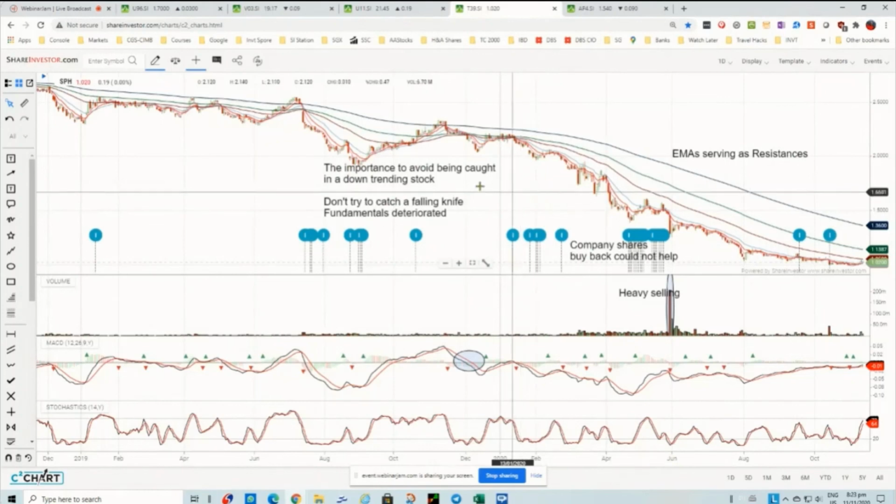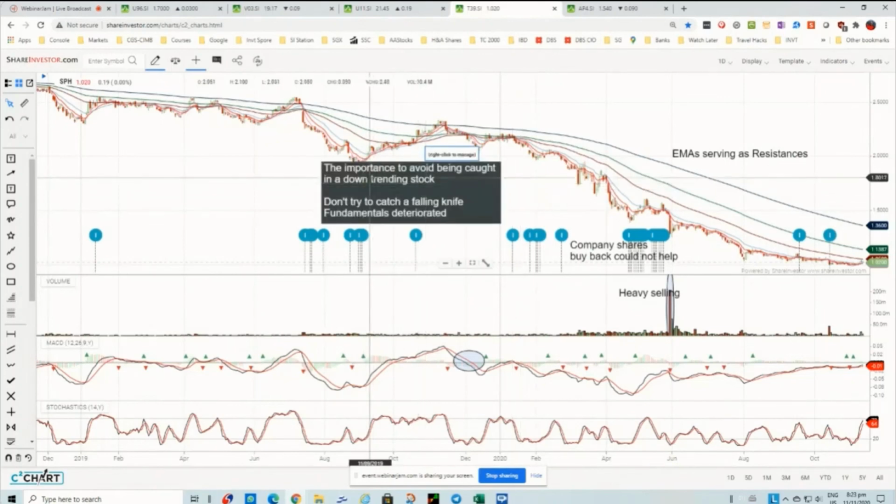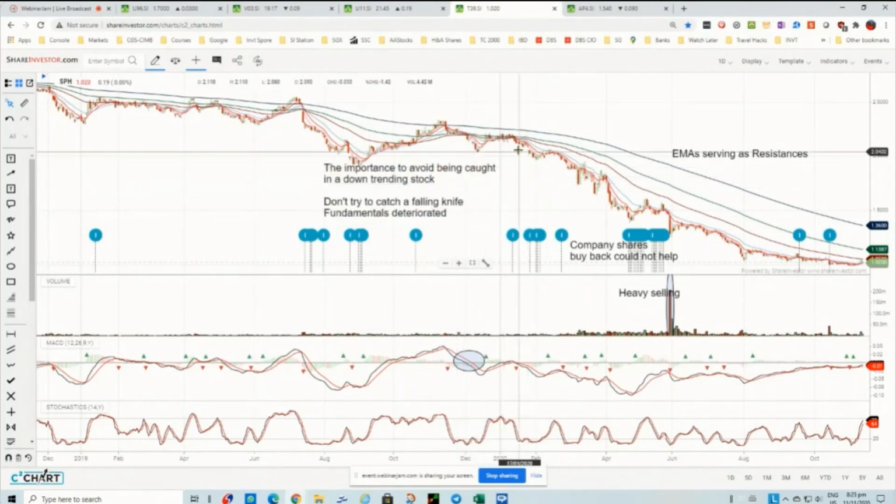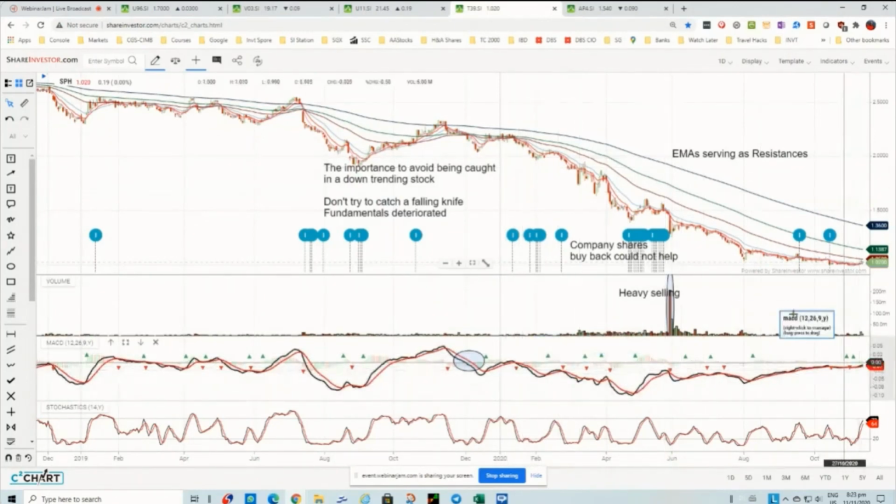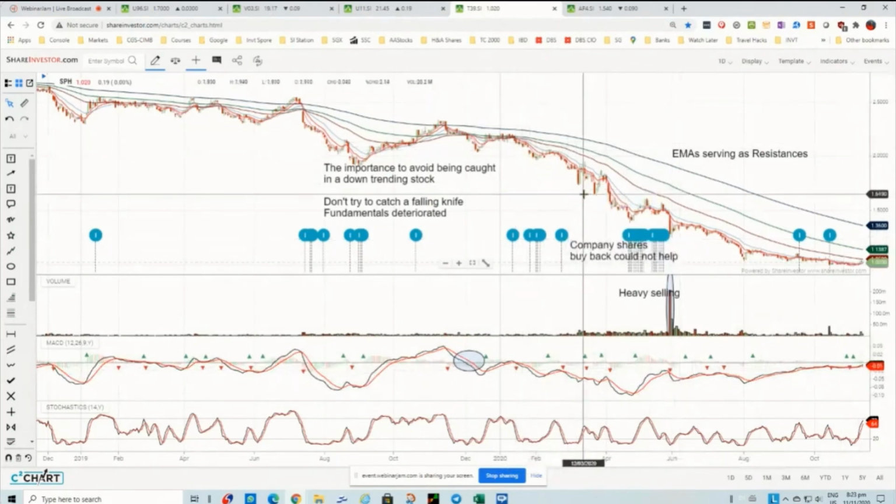So one lesson to take from this is to avoid being caught in a downtrending stock, whether you have the share or whether you're looking to buy the share. You shouldn't be buying a share when the momentum indicator is below zero and the trend is trending down. Along the way, when people buy stocks, some people tend to look at it like a Robinsons sale.